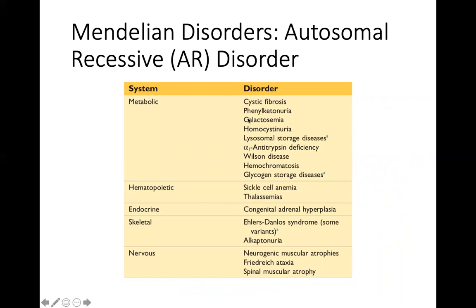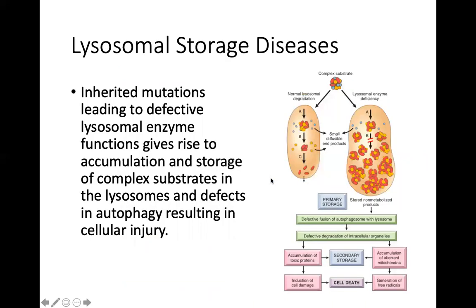So ito yung mga example natin na autosomal recessive disorders. And I have said, parang inborn errors of metabolism, almost all are inborn errors of metabolism, and also mostly are enzymes. Okay, let's talk about some of the autosomal recessive disorders. First, we go with lysosomal storage diseases. Remember that inherited mutations leading to defective lysosomal enzyme functions give rise to accumulation and storage of complex substances in the lysosomes and defects in the autophagy, resulting in cellular injury.